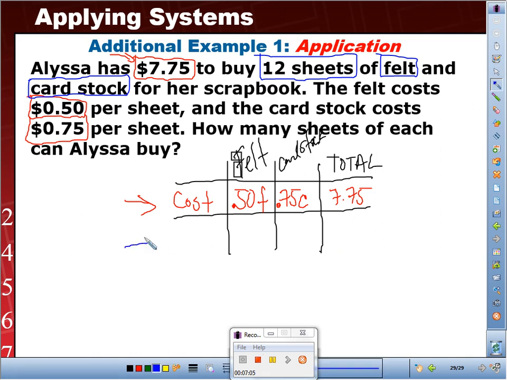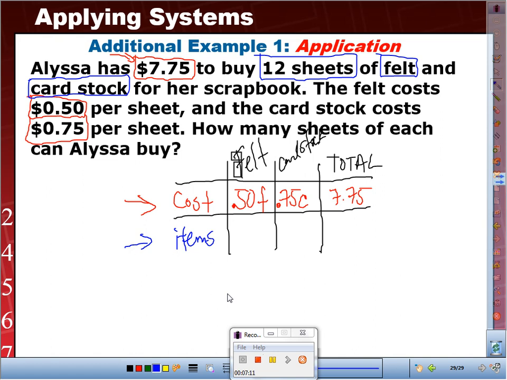So the next row is going to be the items. How many total items is Alyssa buying? 12, that goes down here on the total. Do we know how much felt? What can we label that? F. And do we know how much cardstock? C.